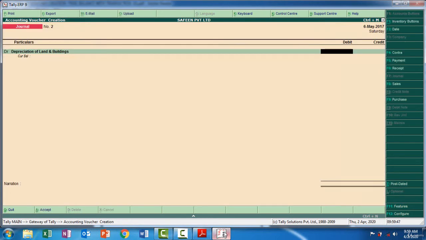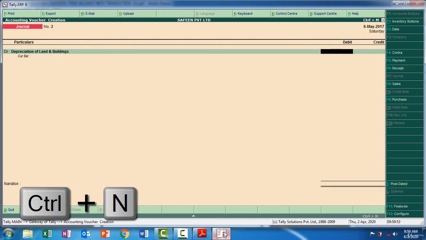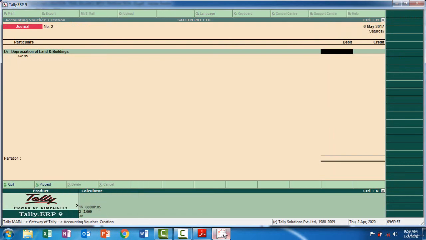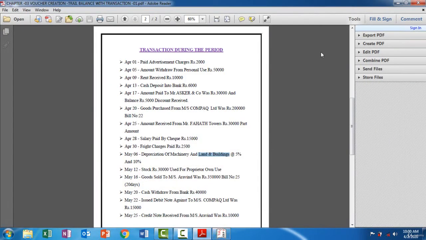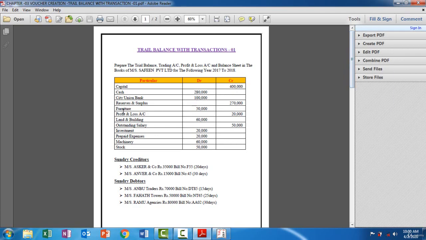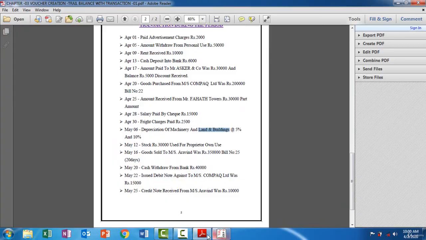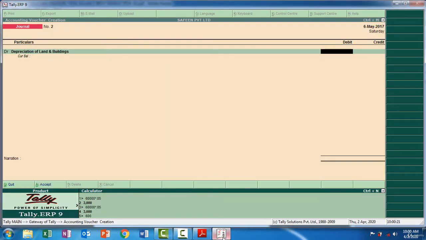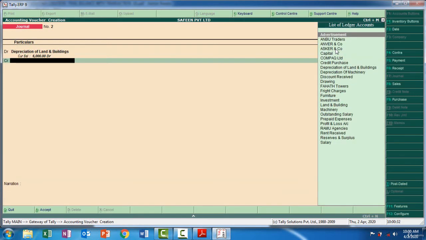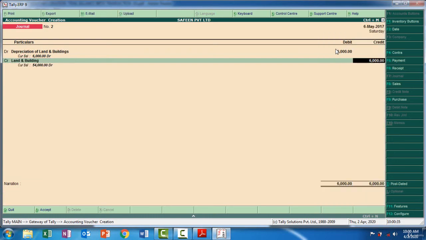Then accept, yes. The amount is 6,000. How can we calculate? Control plus N, the calculator will come. So the amount is how much? Land and building 60,000, and percentage is 10%. So 60,000 into 10%, 0.1. So the amount is 6,000. So I'm going to enter here 6,000 debit, and land and building account credit 6,000.